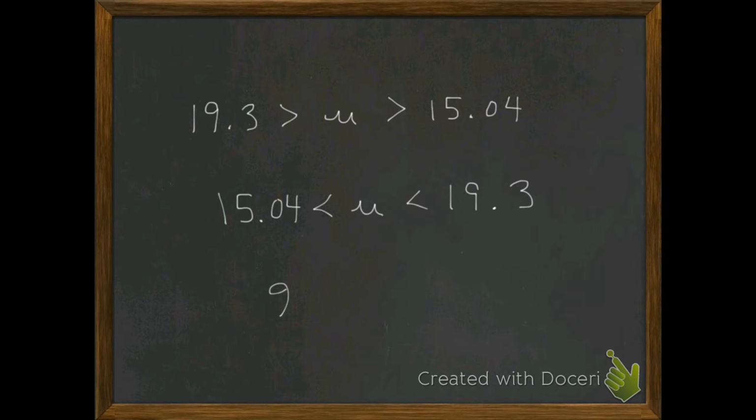So guys, our 95% confidence interval is going to be 15.04 to 19.3. Now guys, typically when you teach your students to construct confidence intervals, you're going to use the formula.